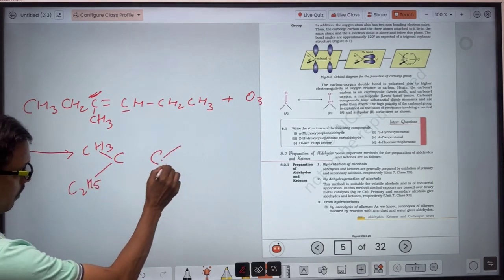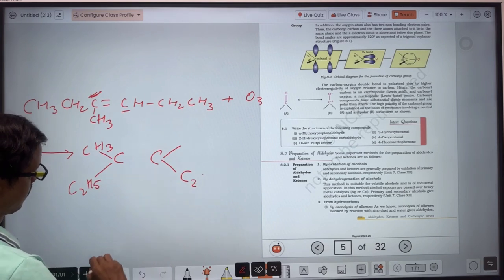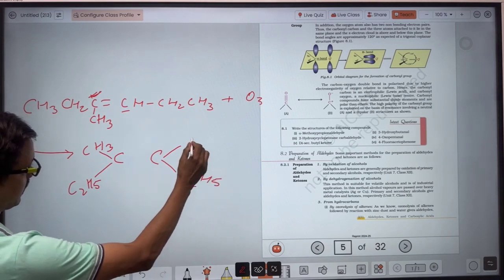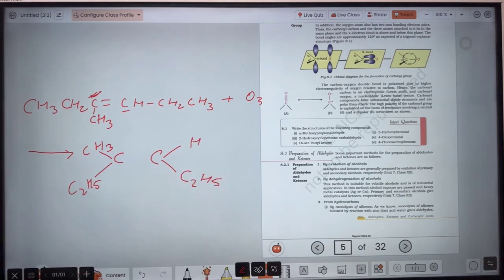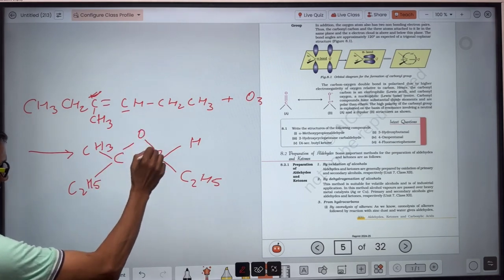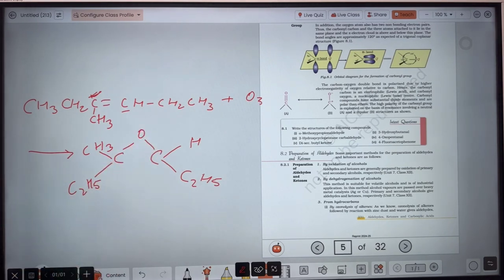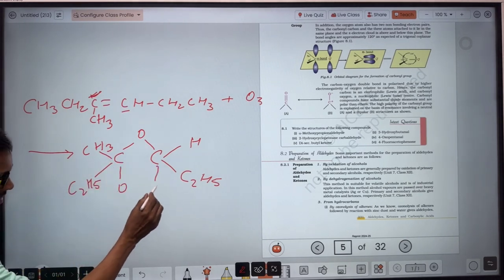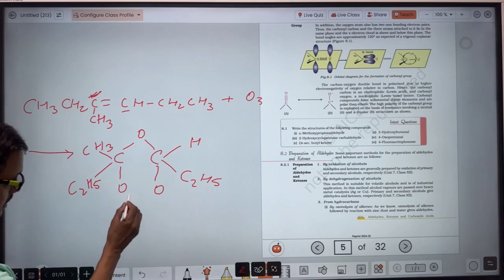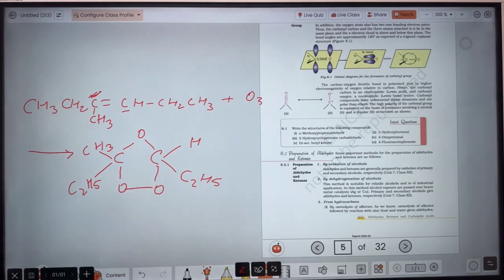So this carbon here has one ethyl and one hydrogen. Either you write C2H5 or CH2CH3, it doesn't matter here. And with one oxygen, both the carbon atoms between which there was a double bond will get bonded. With one oxygen, this carbon will be bonded. With one oxygen, this carbon will be bonded. And there will be bonding between these two oxygens.